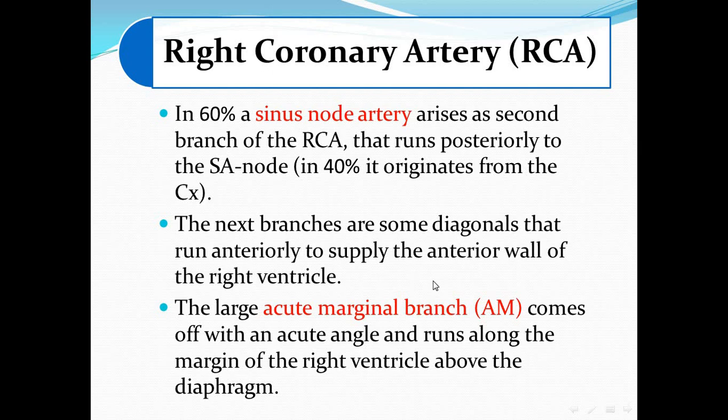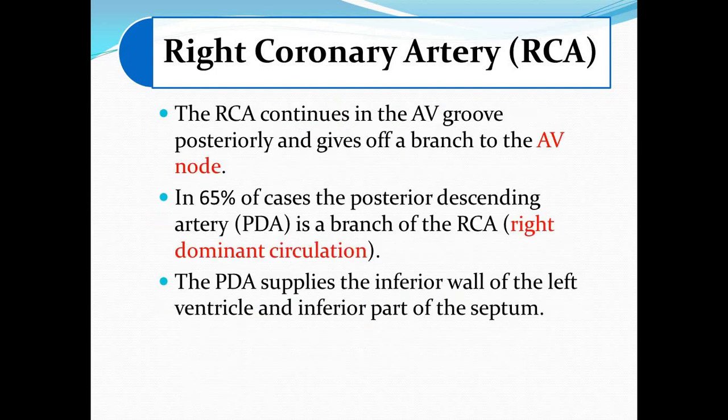The next branches are some diagonals that run anteriorly to supply the anterior wall of the right ventricle, and the large acute marginal branch comes off with an acute angle and runs along the margin of the right ventricle above the diaphragm. The right coronary artery continues in the atrioventricular groove posteriorly and gives off a branch to the AV node. So it supplies the SA node and the AV node.